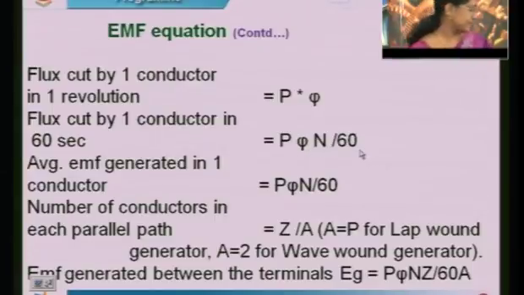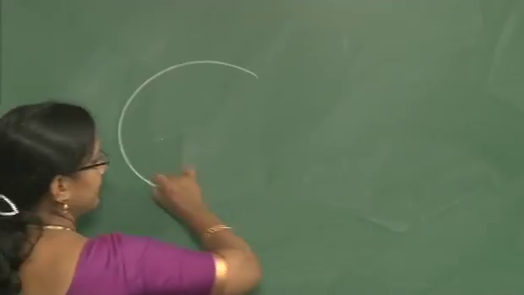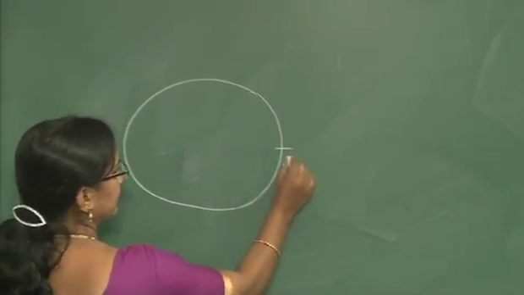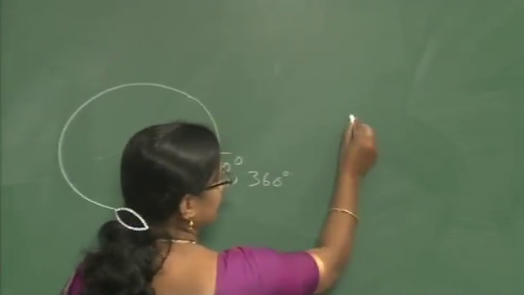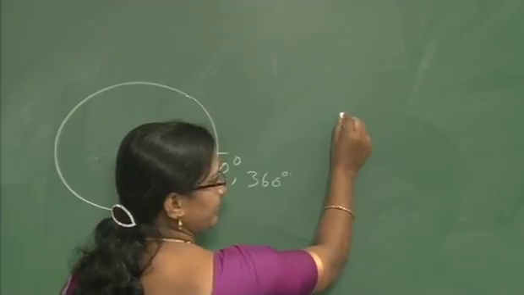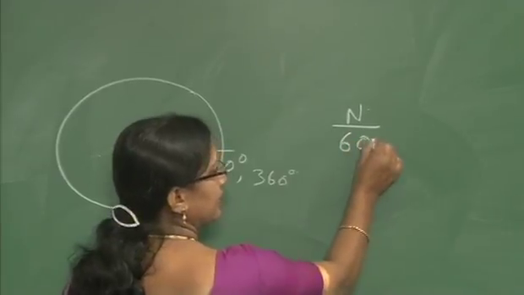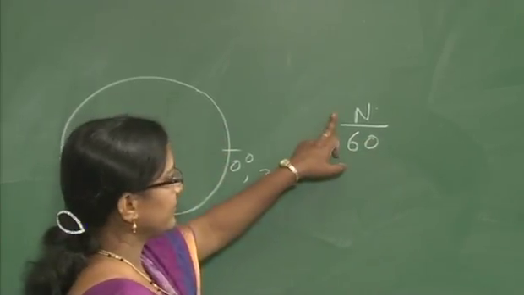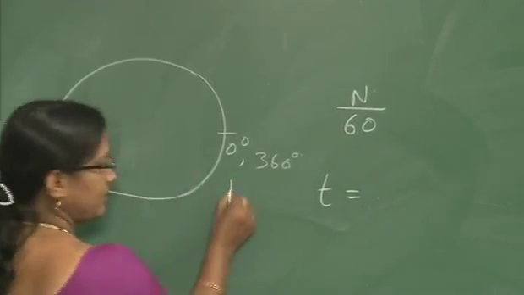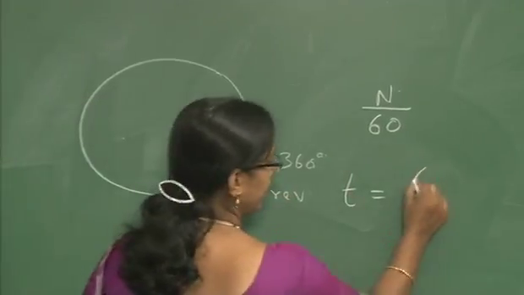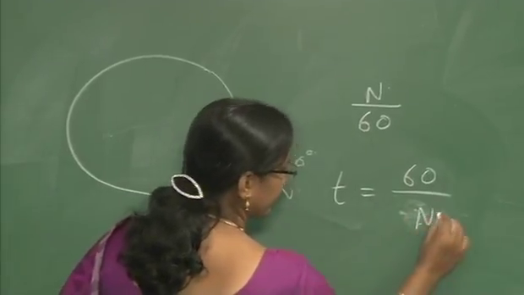How exactly is this? To complete one full revolution from 0 degree to 360 degree, since we are considering the number of revolutions per minute, when we convert into seconds it is RPS, number of revolutions per second. Then the total time you are going to take for one particular revolution will be 60 divided by N, sorry.